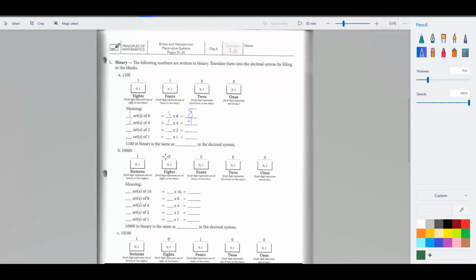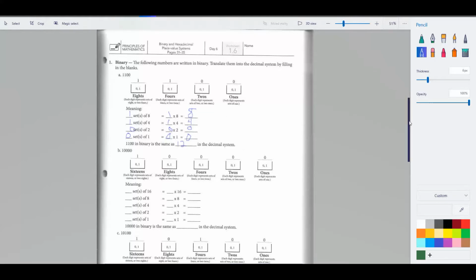She plays very well. All right, then we're going to go with our 2's, and there's 0. So that's just 0 times 2, which of course is 0. And then here you have 0 sets of 1, which is 0. And we just add our numbers up. So we have 12. 8 plus 4 is 12. So 1100 in binary is the same as 12 in our regular decimal system.